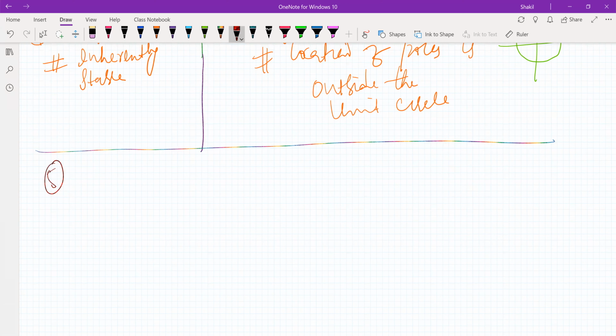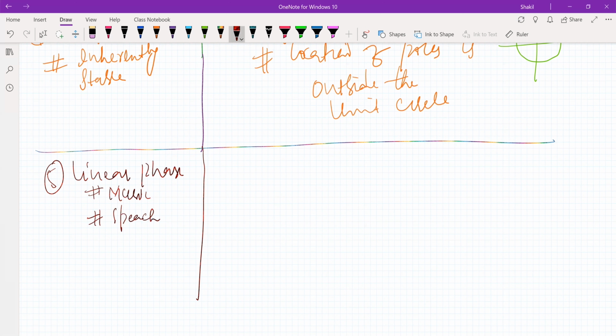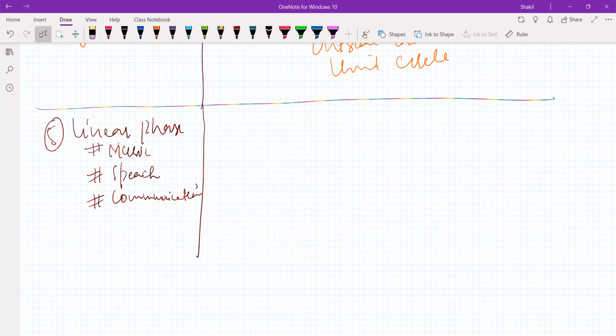So the next distinction, we have linear phase possible in this, and this is very important for applications like music, like audio, like speech, or in short the communication applications. This is very common. You can have linear phase in an FIR system. How can we have linear phase? Now let me show you how we can obtain linear phase.